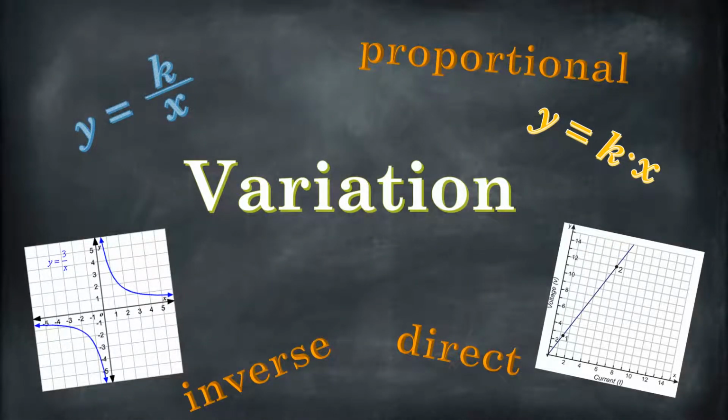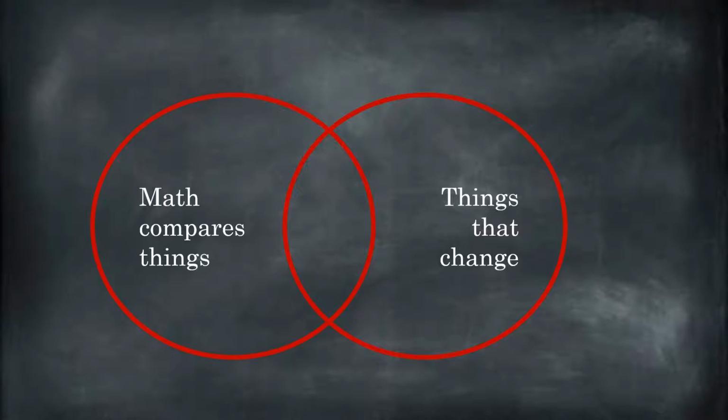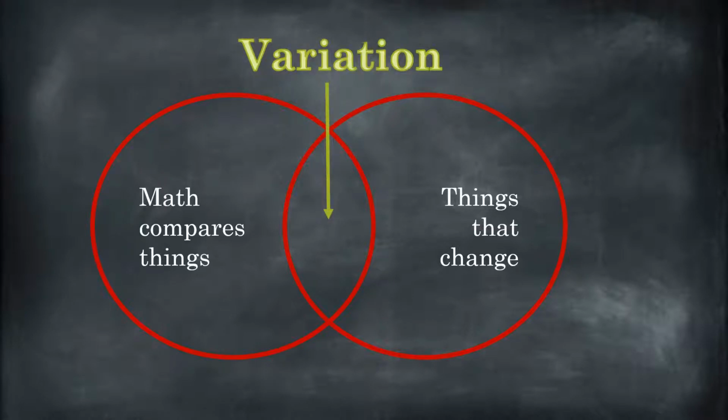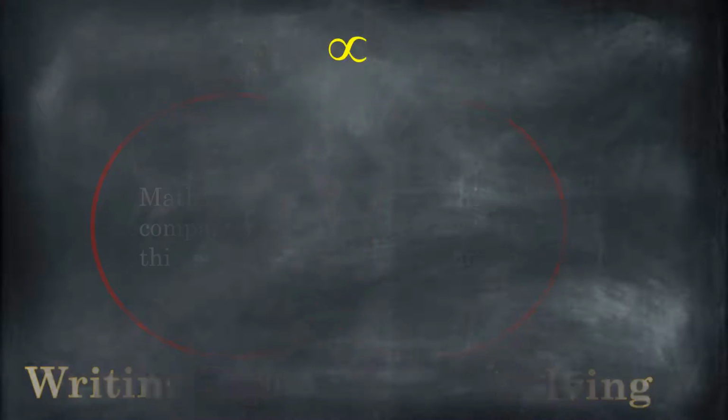Hey, in this episode, what we're going to be talking about is variation. It's a great topic in math. It's a great topic in algebra because, well, what we do in math is we write math to compare things. And if you want to write math that compares things that change, well, that's exactly what variation is. And it is a great topic because it's going to help you greatly learn how to be better at writing equations and solving equations.